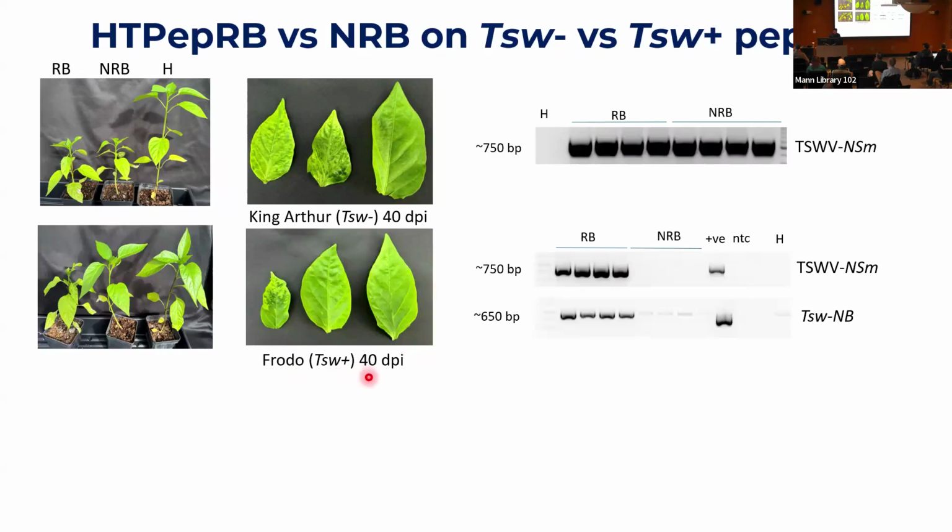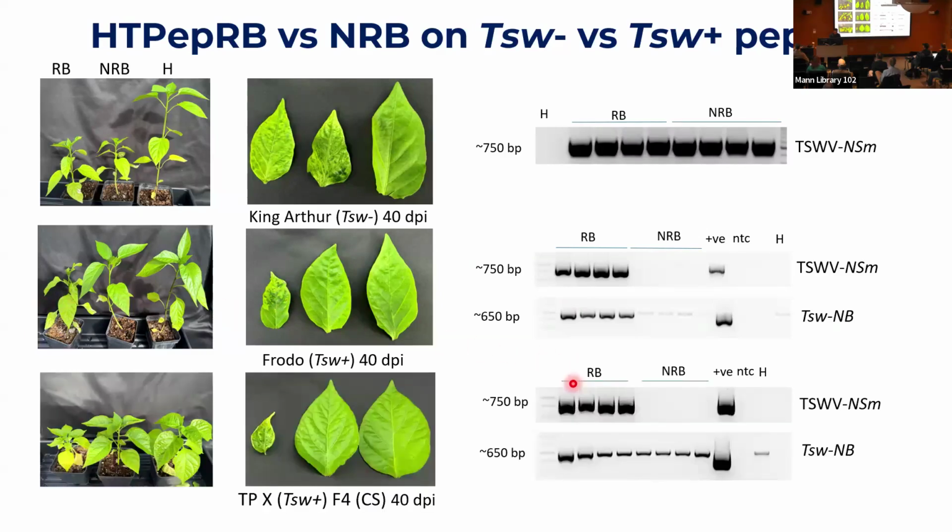This is the resistant cultivar. We used Frodo, and this is at 40 days post-inoculation. As you can expect, the resistance breaking isolate, which is the HT-Pep RB, was able to produce infection in these resistant plants. That was confirmed by the phenotype you can see on the leaves here, as well as the plants here.